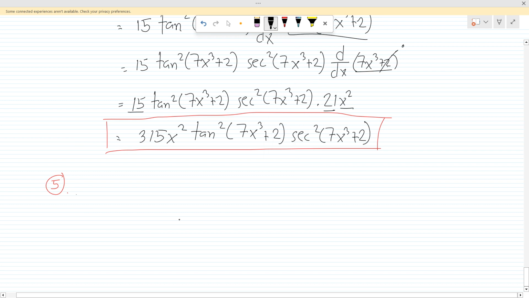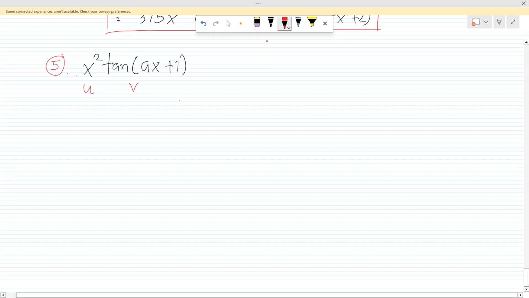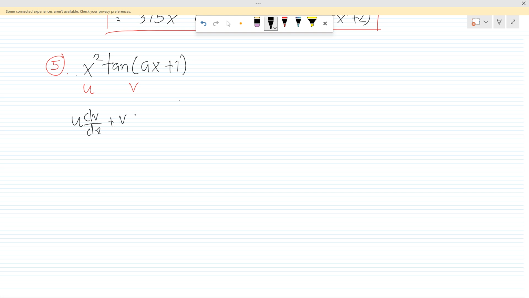Okay, number 5, we have here x squared times tangent of ax plus 1. For this one, guys, you are going to use the product rule again. So this would be your u, and this would be your v. What is our product rule again? That is u dv over dx plus v du over dx.